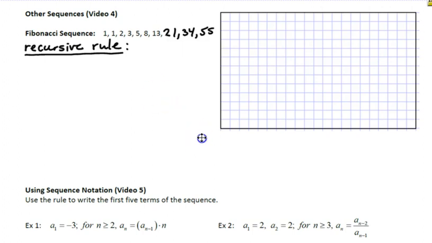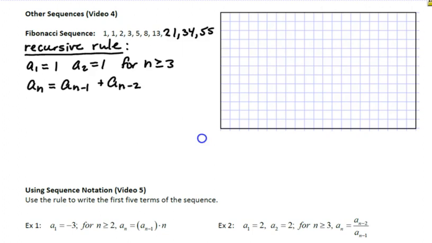Now, I am referring back to two previous terms, so I have to start out with two given terms. I have to start out with a sub 1 equals 1 and a sub 2 equals 1 as my givens. And then for n greater than or equal to 3, starting with a sub 3, I use this rule: a sub n is equal to a sub n minus 1, that is the term just before a sub n, plus a sub n minus 2, which is the term before that.